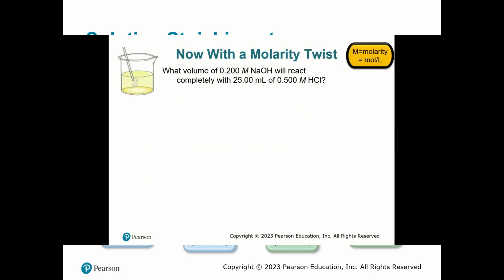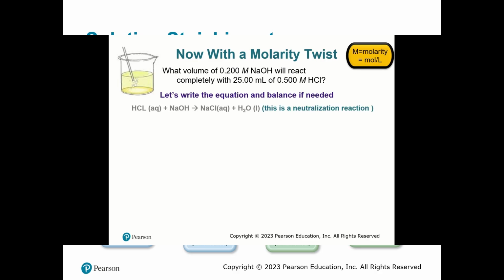Okay, so let's see how this works in a real chemistry problem, with numbers and reagents, everything. This problem asks what volume of 0.200 moles per liter sodium hydroxide will react completely with 25 milliliters of 0.500 moles per liter hydrochloric acid. First, you need to write down the reaction and check if this chemical equation is balanced. We have sodium hydroxide reacting with hydrochloric acid. This is an acid-base, neutralization reaction.